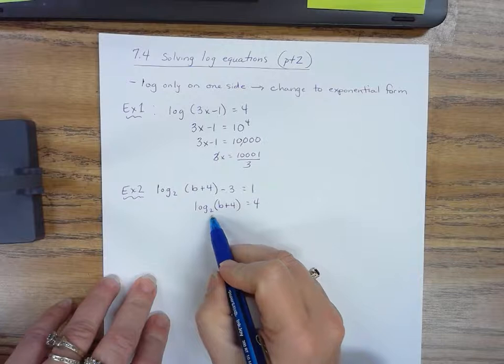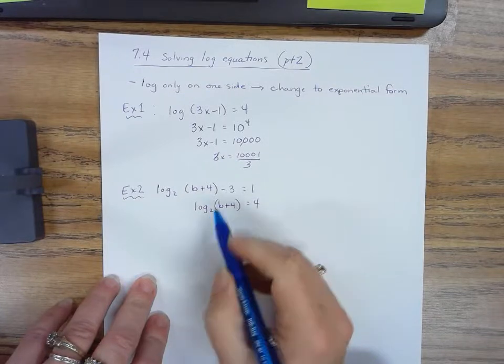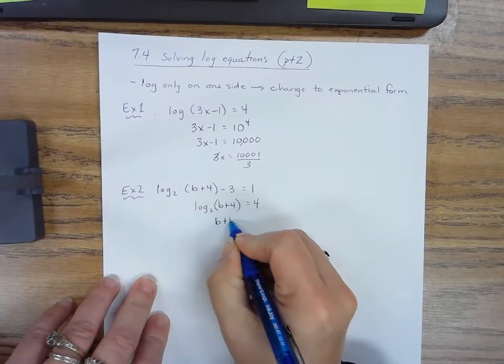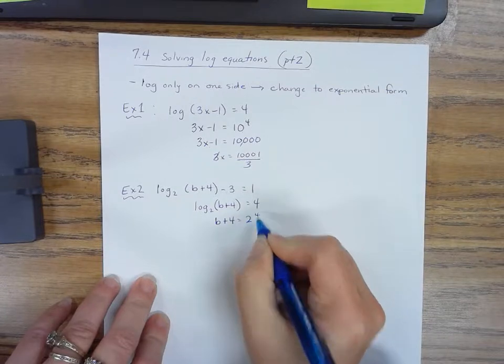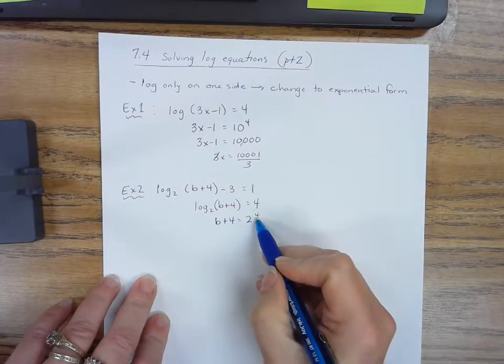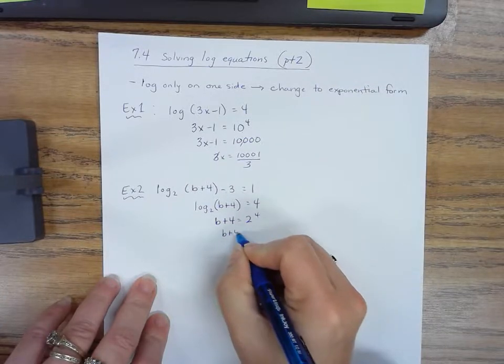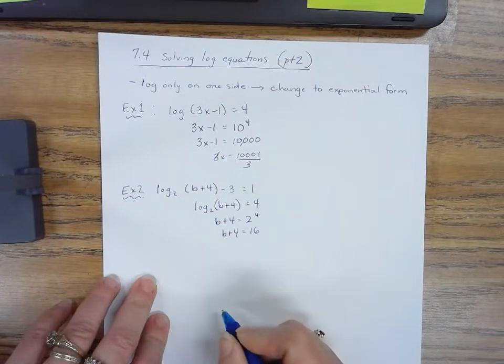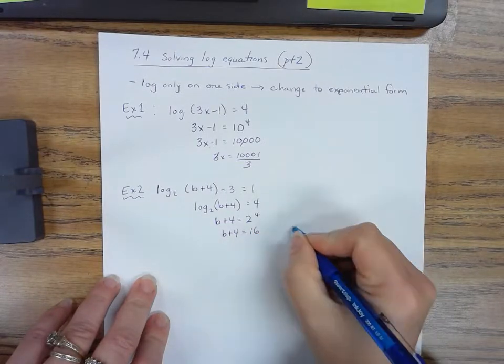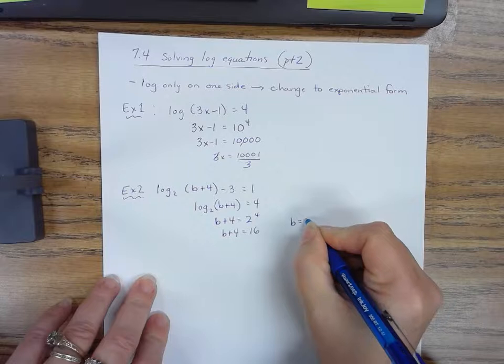Now I'm going to change it into exponential form. B plus 4 equals 2 to the 4th. You should know this. No need for a calculator. You're not getting one on the test. Might as well learn it now. B plus 4 equals 16. Subtract 4 from both sides. B equals 12.